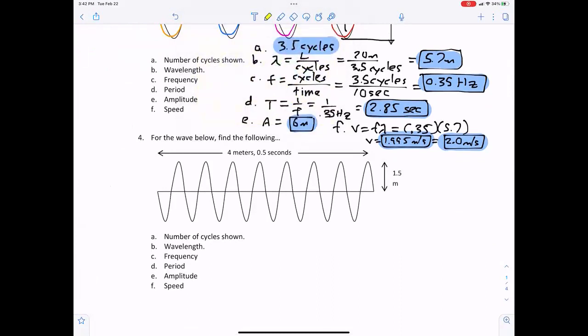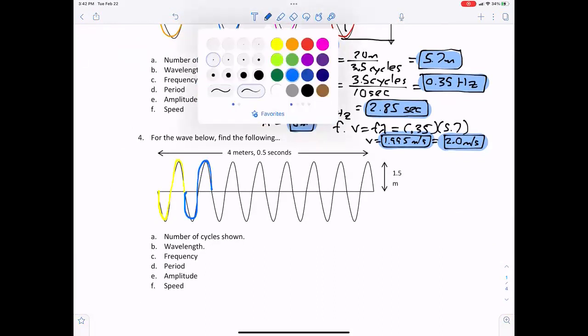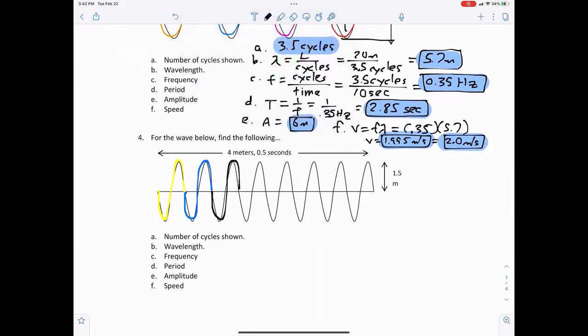For number 4, similar problem to number 3. To do the number of cycles, we're given, that's 1 cycle right there, 2, 3, 4, 5, 6, 7, 8 complete cycles. So for part A, there are 8 cycles shown in the problem.